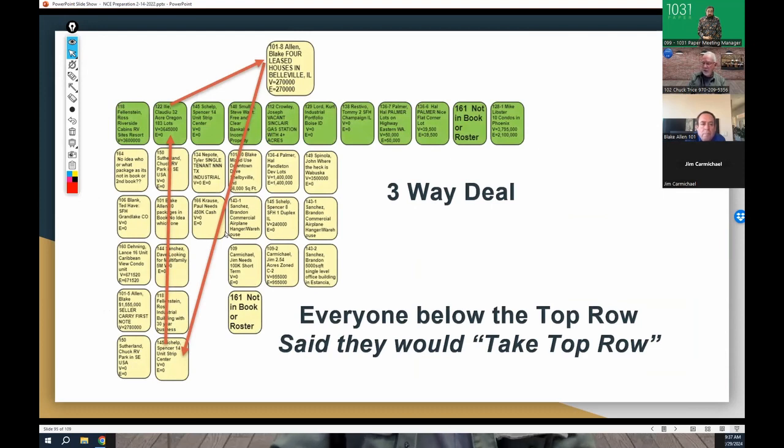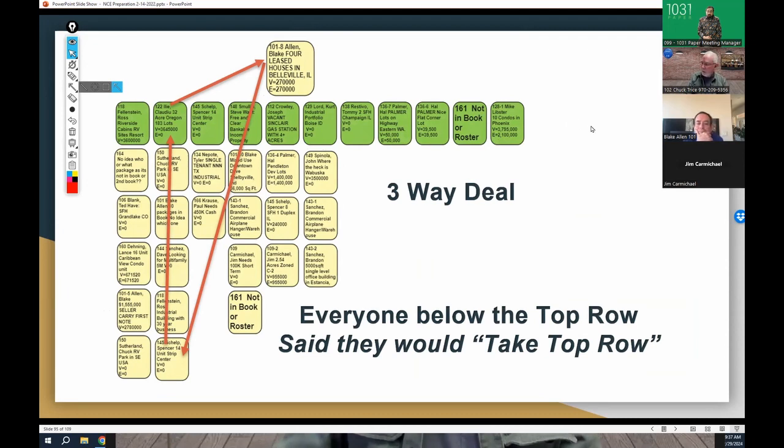Now, here's the 3-way deal that I talked about. So Blake, 4 lease houses in Belleville, Illinois. If Blake says, hey, I will take the strip center down at the bottom, the strip center says, I've already said I would take the one on number 122 on top. 122 has said he would take the houses. You got a 3-way deal.